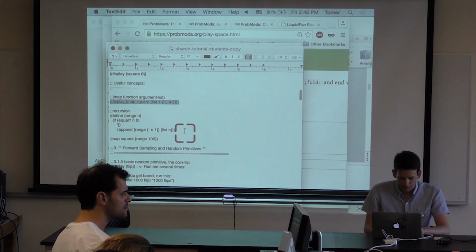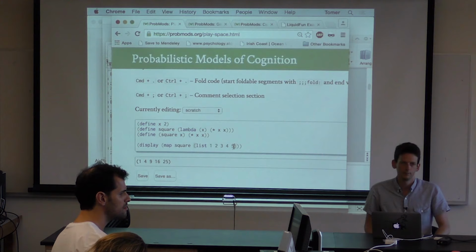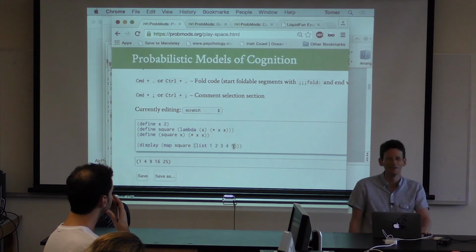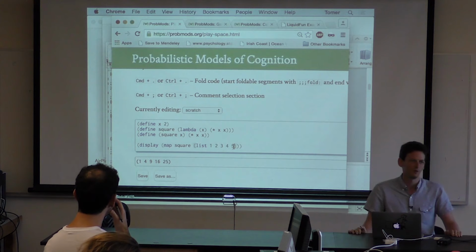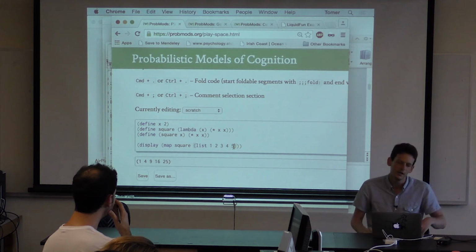Okay, so suppose I wanted to apply square to the list from 1 to 100. And suppose I didn't have the range 1 to 100. Most languages, and Scheme actually does, have something called range, which gives you all the numbers from 1 to 100. Suppose I didn't. Suppose I want to construct all the numbers 1 to 100. I don't want to actually write them down, 1, 2, 3, 4, 5, 6, all the way up to 100. I could write down something that does that, and it uses a little bit of recursion.